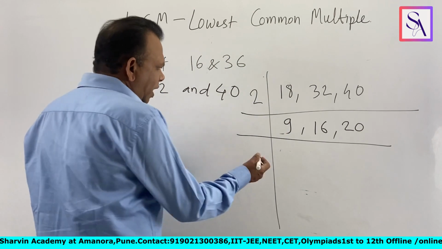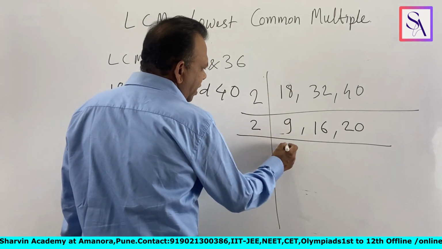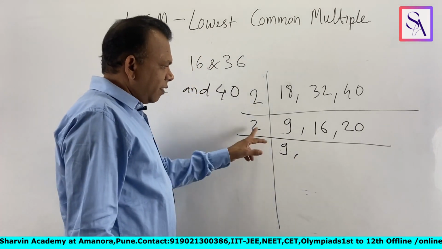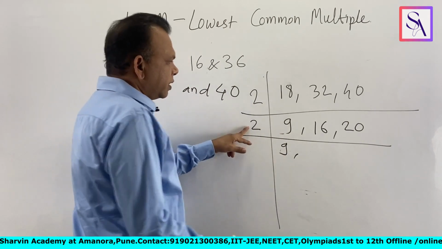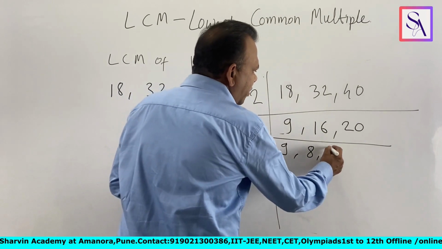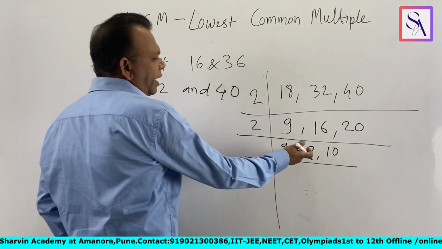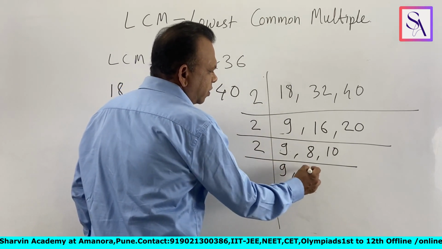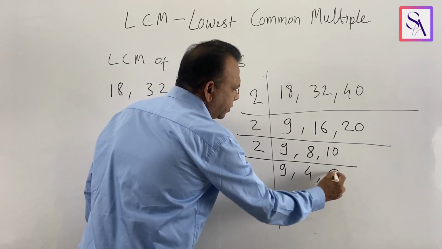So I will start with 2 again. 9 is not divisible by 2, so I will keep 9 as it is, right? This is a crucial step. If you cannot divide any number, you have to keep that number as it is. Then 2 8s are 16. Then 2 10s are 20. Again 9 came and 8 and 10 came, so I can divide by 2. 9 I will keep as it is. 2 4s are 8, right? 2 5s are 10.